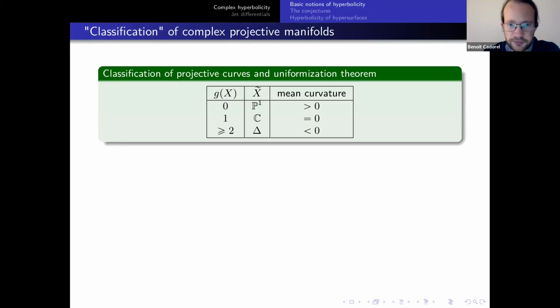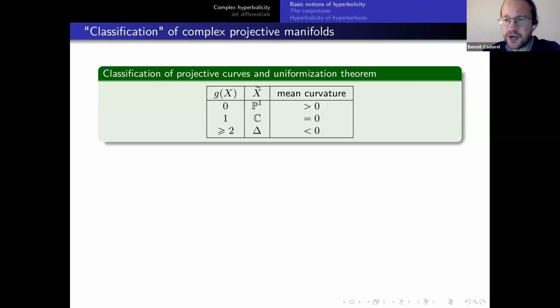So for example, let me display the table in its entirety. Depending on the genus of the curve, if it's 0, 1, or 2, we know that the universal cover of the curve will be P1, C, or the disk. We also have a metric with a constant curvature, which will be either positive, 0, or negative, depending on the genus. In higher dimensions, we don't have the uniformization theorem. Such a result would be trivially false.